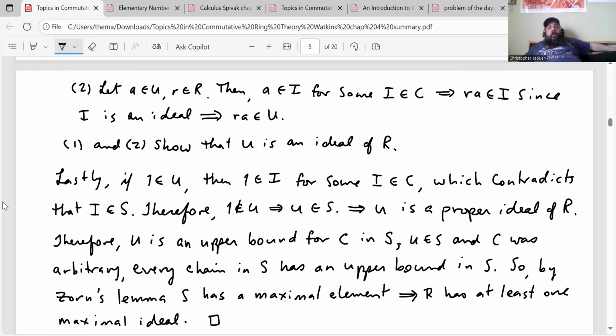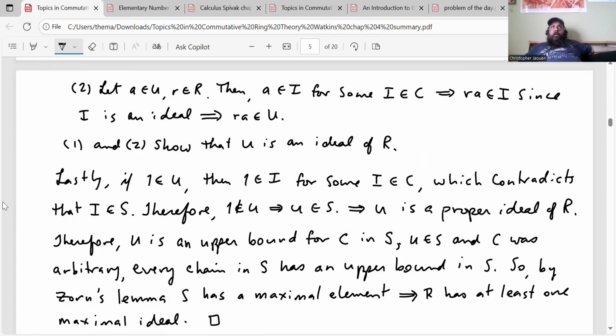So lastly, if 1 is an element of U, then by 1 here, again, we're talking about the abstract entity 1, meaning the multiplicative identity, not necessarily the number one, right? So lastly, if 1 is an element of U, then 1 is an element of I for some I in C, which contradicts that I is an element of S.